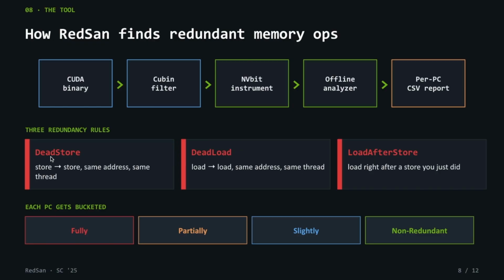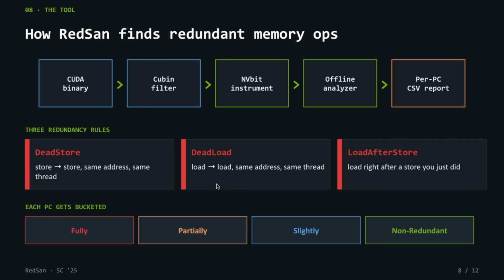The first rule is called dead store. So if the same thread makes an access to a memory location to store a value, and then in the next instance it again does the same access to store a value without that value actually changing, then that is considered as a dead store.